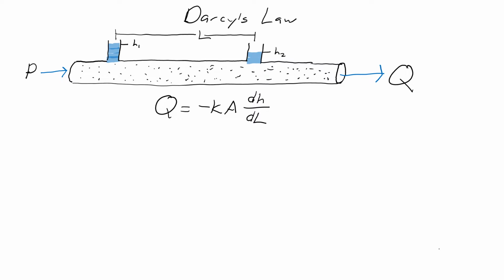Now, if this was sand, a lot of water would come out the other side for a given pressure. If it was clay, it was barely a dribble. If it was gravel, it'd come gushing out the other side. So different materials allowed water to move through that tube either more efficiently or less efficiently, depending on the size of the pores and how connected they were.